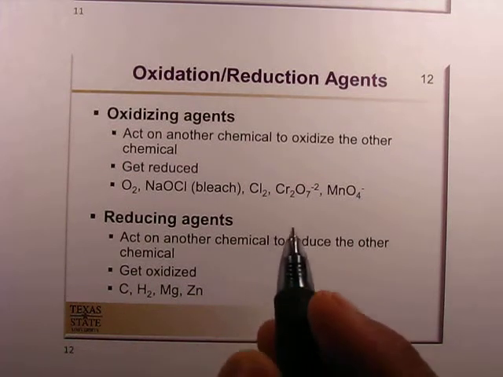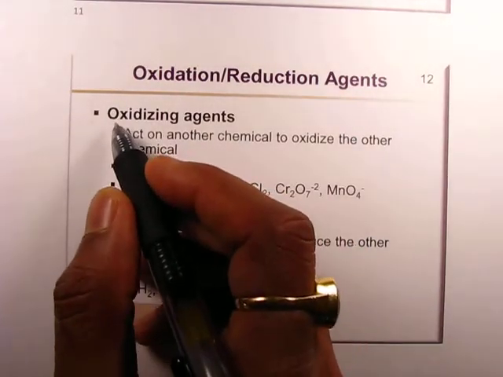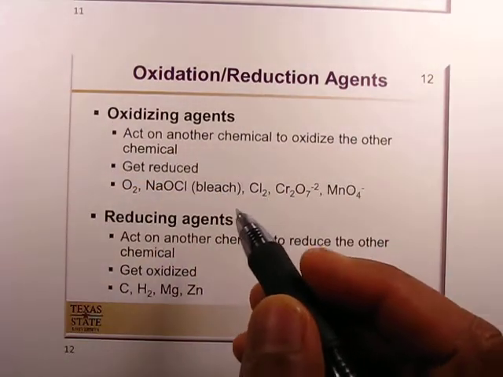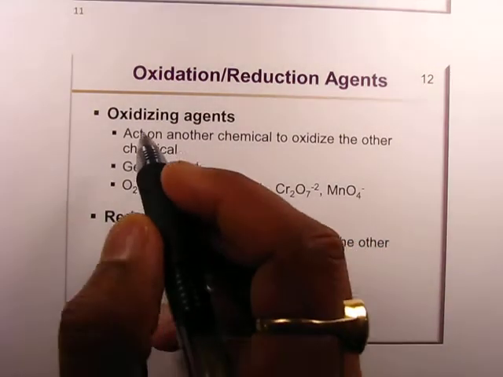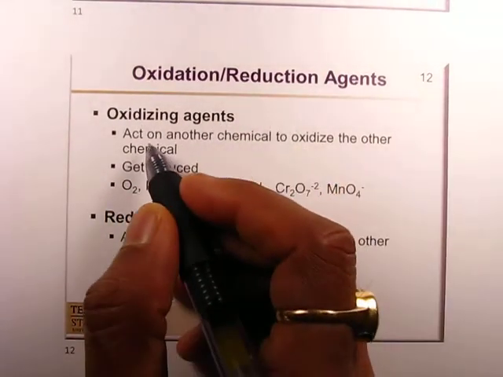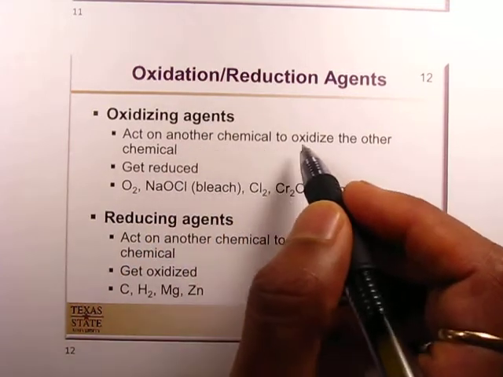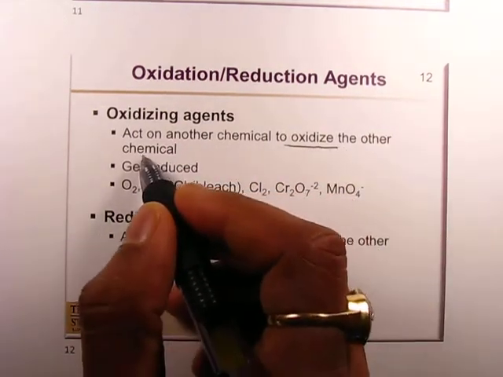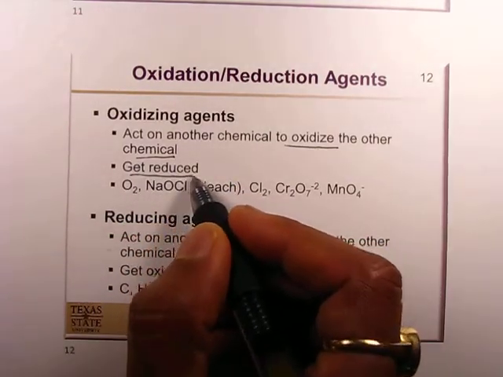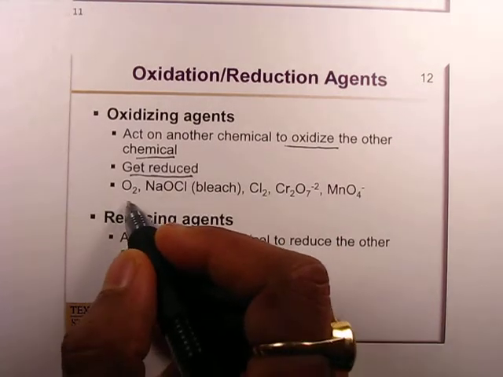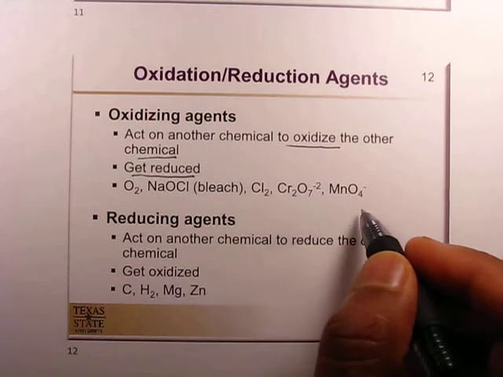So in this video we will study oxidizing and reducing agents. We have already studied this in the previous video, but we are going to take one more example here. Oxidizing agents are those compounds which act on another chemical to oxidize the other chemical, and they themselves get reduced. For example, oxygen, bleach, sodium hypochlorite, chlorine, chromate ion, permanganate ion.